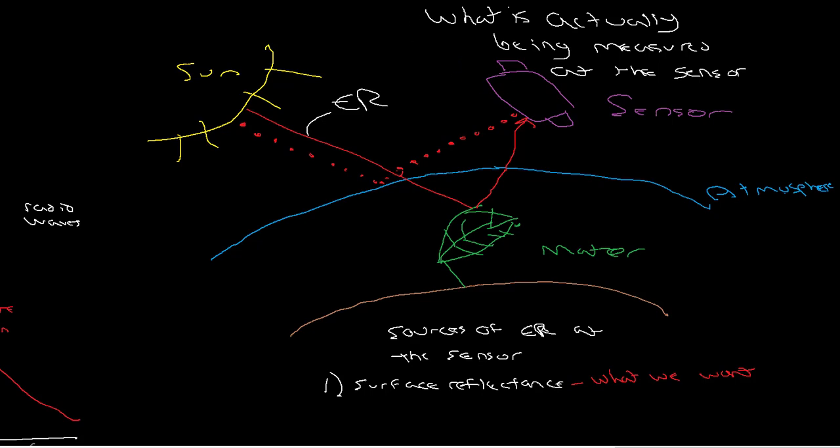and hits the sensor, right? So the second source, the second thing that's actually being measured by the sensor is atmospheric reflectance. So this dotted line here, this is the energy that is being reflected off of the atmosphere before reaching the thing we want, bouncing and hitting the sensor.